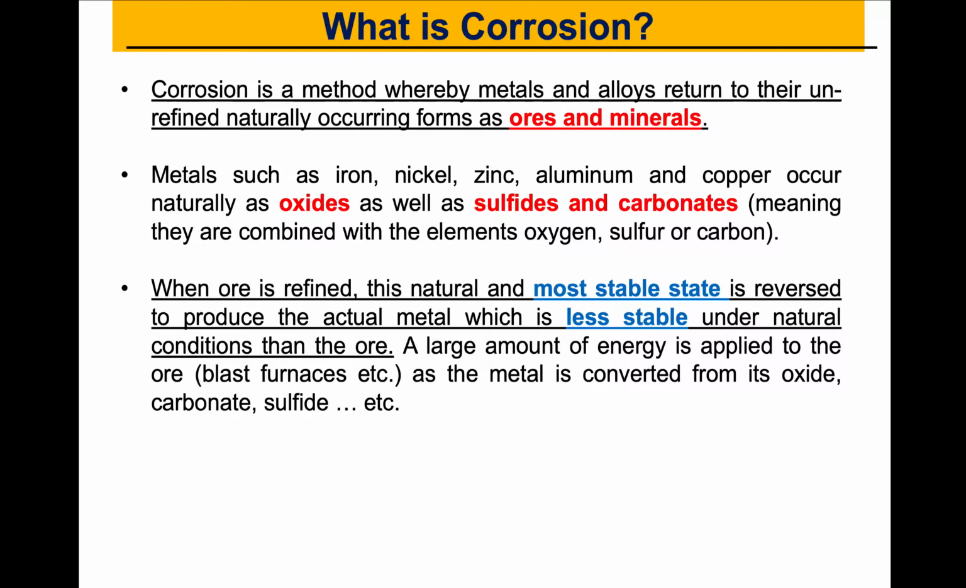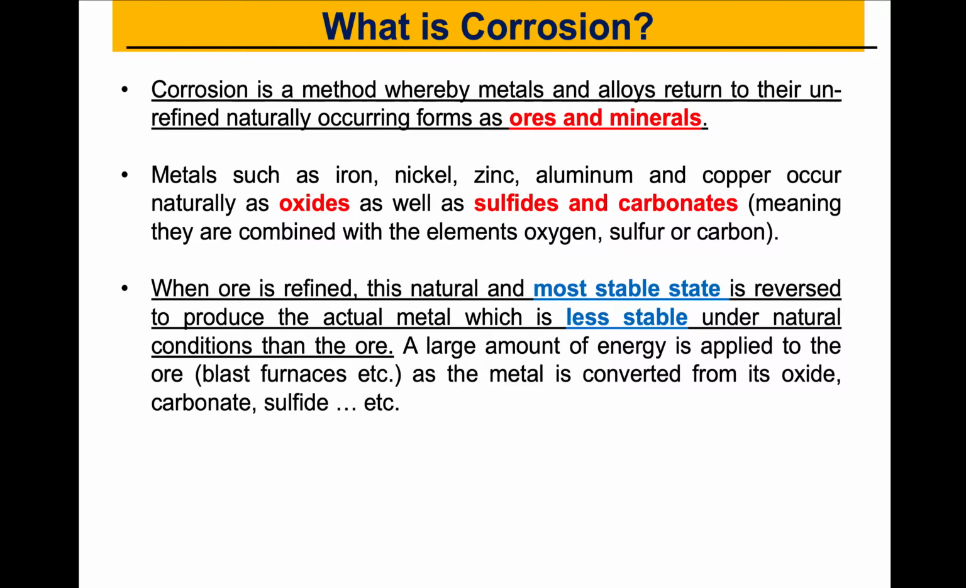In order to have nickel in its pure form or in its manufactured form, when the ores or the sulfides or the oxides get refined, it means that this natural and most stable state is reversed to produce the actual metal that we use in our daily lives and in our applications. This form of metal that we use in our applications is less stable than the ore, because ore has the least energy and it's the most stable state.